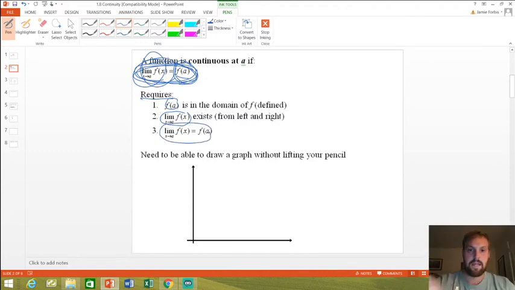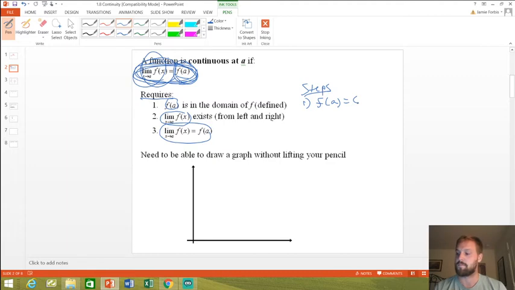Now, like I said, in order to find these three requirements, the steps are those three requirements, and I'll just write them out. Step one is to literally do f of a. I have to figure out what f of a equals. It's going to equal some number, I put c for constant.